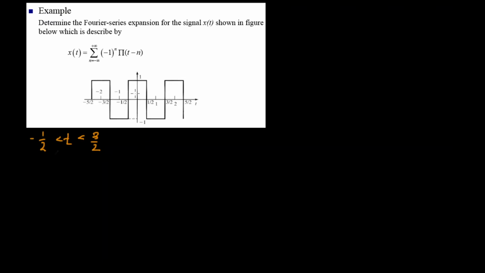For this period, the function is producing values of positive 1 and negative 1. So I'm going to list that here as the function x(t). For the range of time that we have selected, it's producing 1 and negative 1. The value 1 is produced for the time duration of negative 1 over 2 to positive 1 over 2. So I can just put it here, positive 1 over 2 and negative 1 over 2.